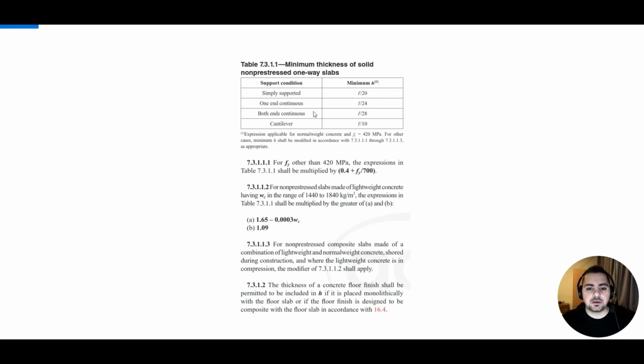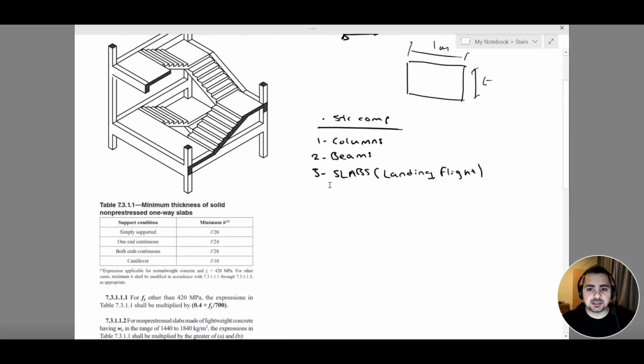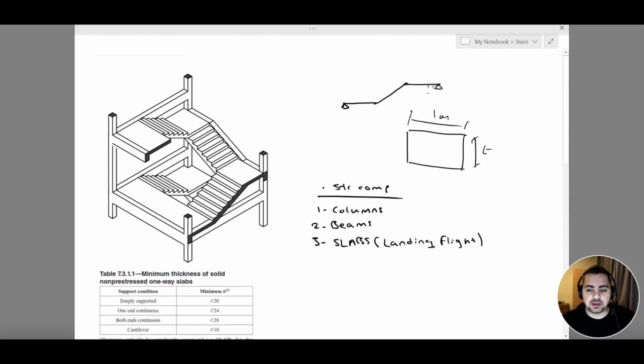The ACI code asks about our support condition. Is it simply supported, one end continuous, both ends continuous, or a cantilever? We have to determine the support condition of our staircase in order to determine the preliminary thickness. How can we find this out? As we said before, we need to better understand the supports within our staircase. These two supports, what do they represent here?